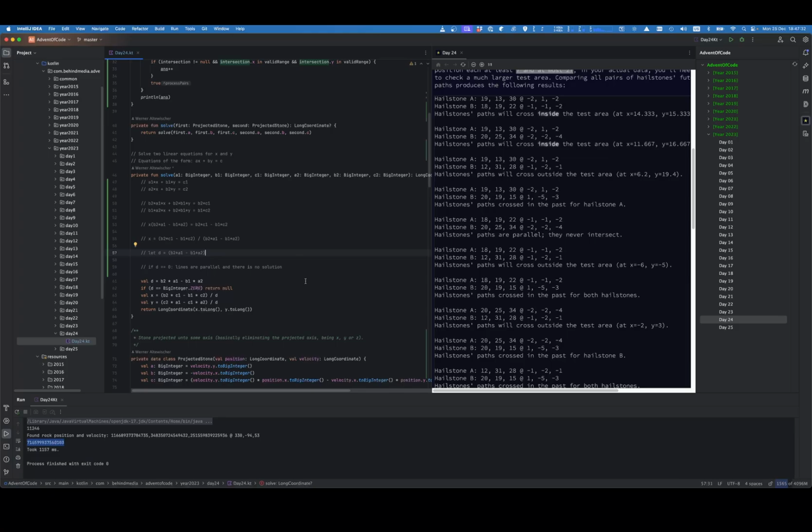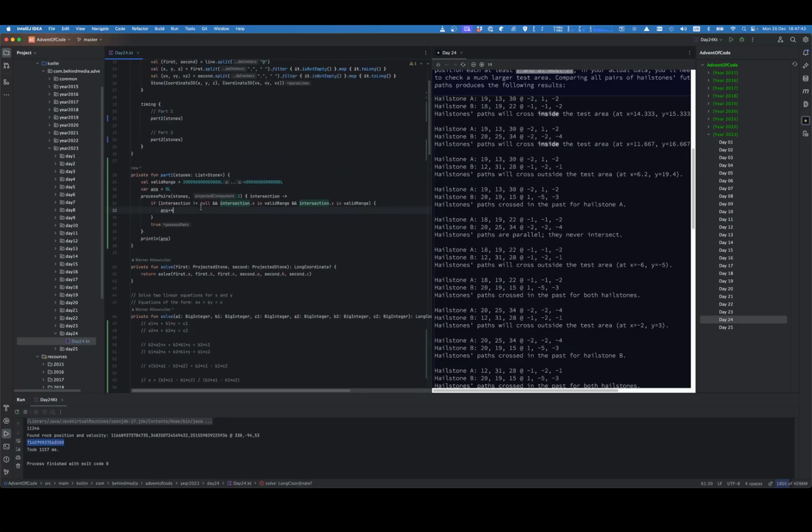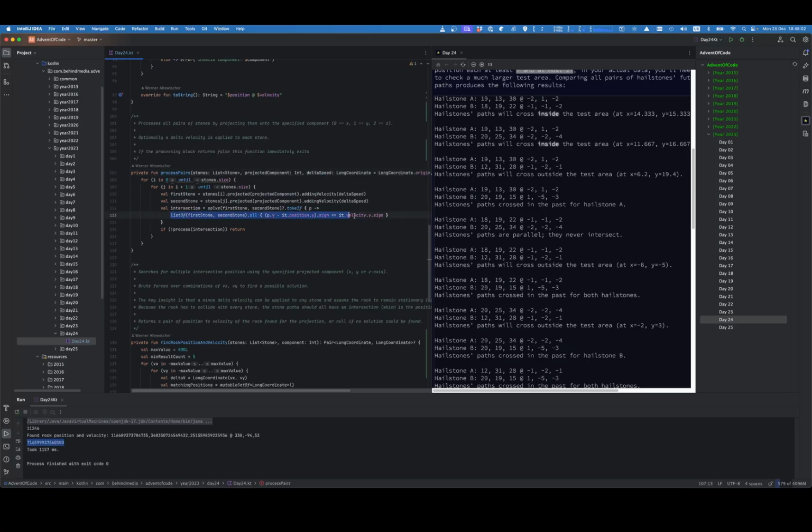Now, a lot of people found this way of doing it, basically linear algebra, to solve it. If you do it like that, you can basically, for part one, process all pairs of stones. And if you find the intersection within the valid range, you can increment your answer count, and that's it. Now, I extracted this method, which also checks for positive time. And you can determine that by checking the sign of the velocity and the position increment, because they need to be exactly the same. If it were not, then you would have to travel backwards in time to come to the point of collision. So that's basically part one.